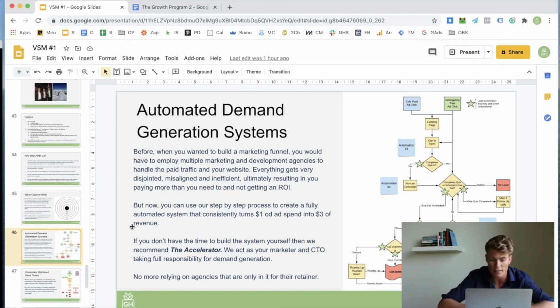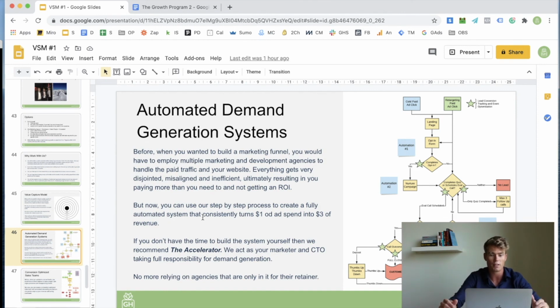Now you can use our step-by-step process to create an automated system. This is end-to-end from ad right through to conversion on the checkout page. We'll show you how to do all of it. If you don't have the time to do it yourself, then I'd recommend the accelerator.